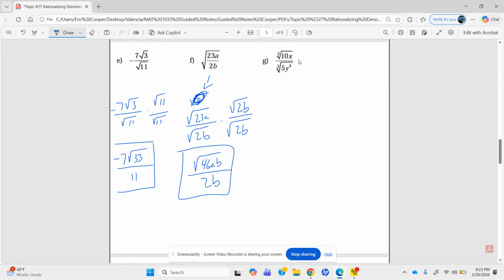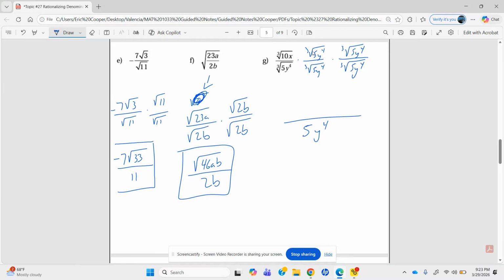Again, I've got a cube root here. So all that means is that I have to do it a total of 3 times. So I'm going to multiply the denominator twice more, and I'm going to do the exact same on the top. So as I do that here, on the bottom, it goes away. So I should just have 5y to the 4th left.